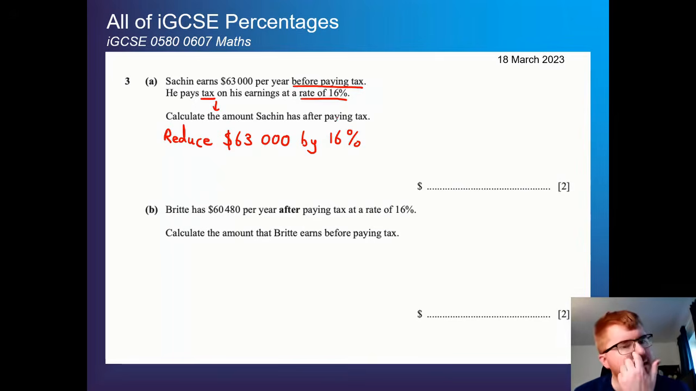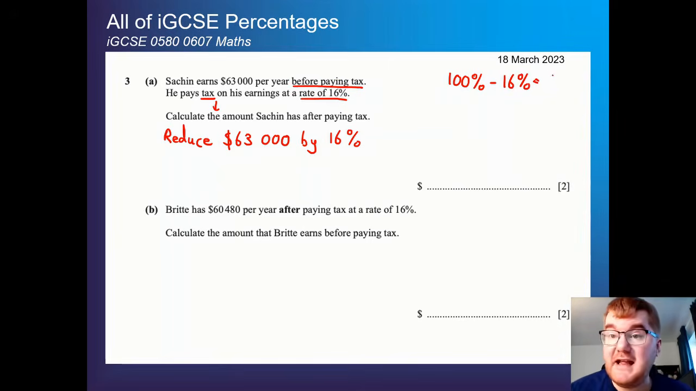So in order to work this out, again, we work out in a similar way to our previous question. So we have 100%, and we want to minus 16%. So how much percent will he be left with? Well, that's going to be 84%. What will that be as a decimal? Well, that's going to be 0.84.